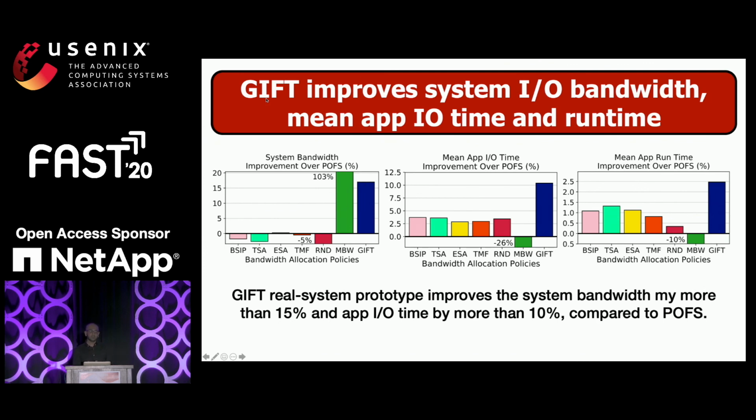The second figure in the center, we look at the mean application I/O time for all of the applications. And here we see how bad MBW performs in terms of fairness, because it has an improvement of negative 26%, while other strategies have an improvement of 2 to 4%, but Gift improves the I/O time by about 10%. And this also translates into runtime at the end, where Gift is able to improve application runtime by 2.5%, which is much more than the other applications.